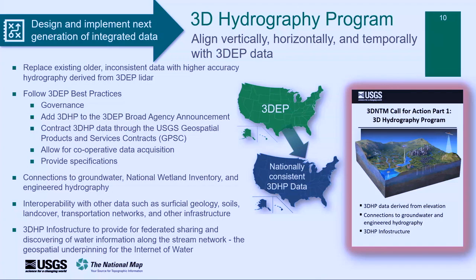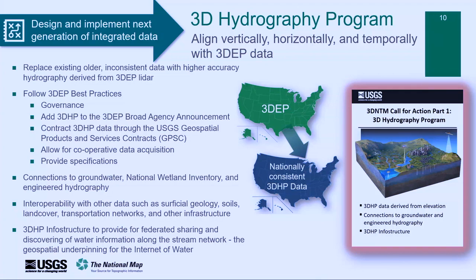So I think Kevin showed this slide as well, but the big thing for us is the integration of the elevation data and the hydrography together. So we're going to be using the elevation data as a framework to improve the accuracy of both the line work and the temporal resolution, because those lines, depending on where you are in the country, could have been digitized back when you saw those topo maps created. The new data will include connections to groundwater, the National Wetlands Inventory, and even engineered hydrography data where we can provide it.